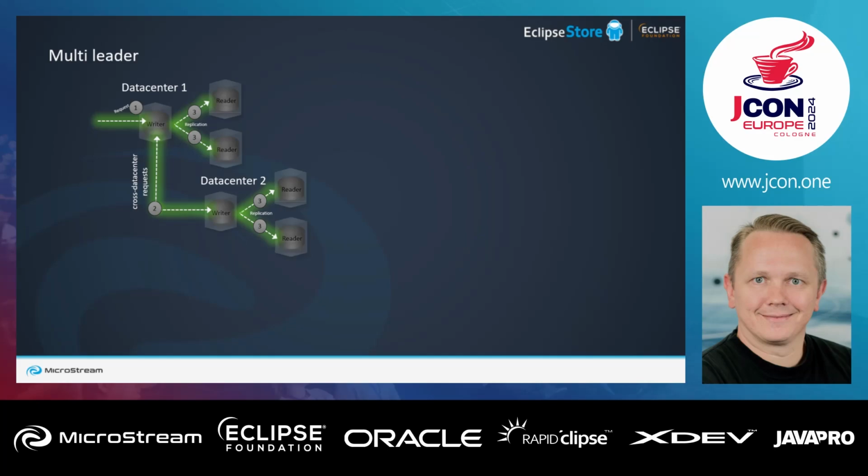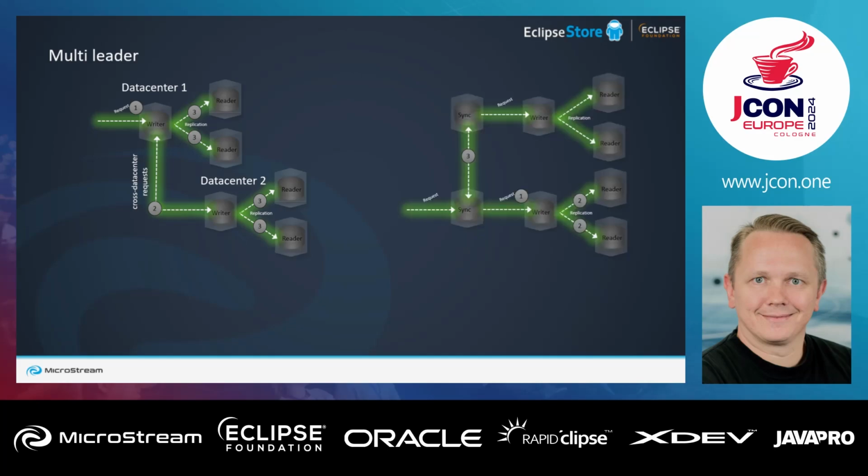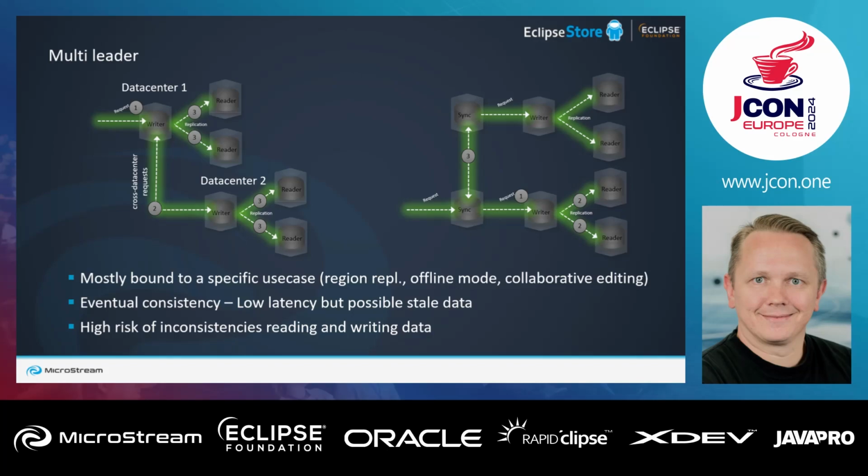And multi-leader could look like this or look like this. And the point is the following. On the left side, we see an example of, let's say, data center replication. So we have one data center in the US and one in Europe, for example, and we have to replicate the data between the two data centers. Then we have those cross data center requests made by the leader nodes, and this is, as I said, region replication or data center replication.